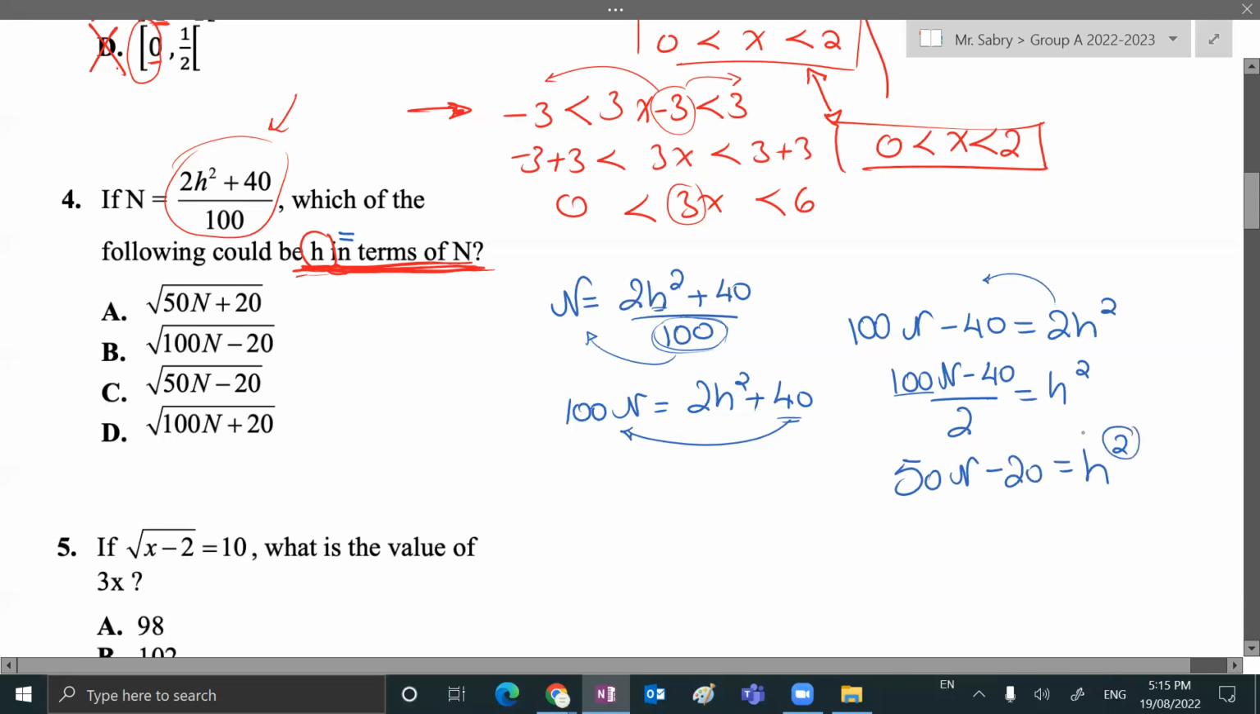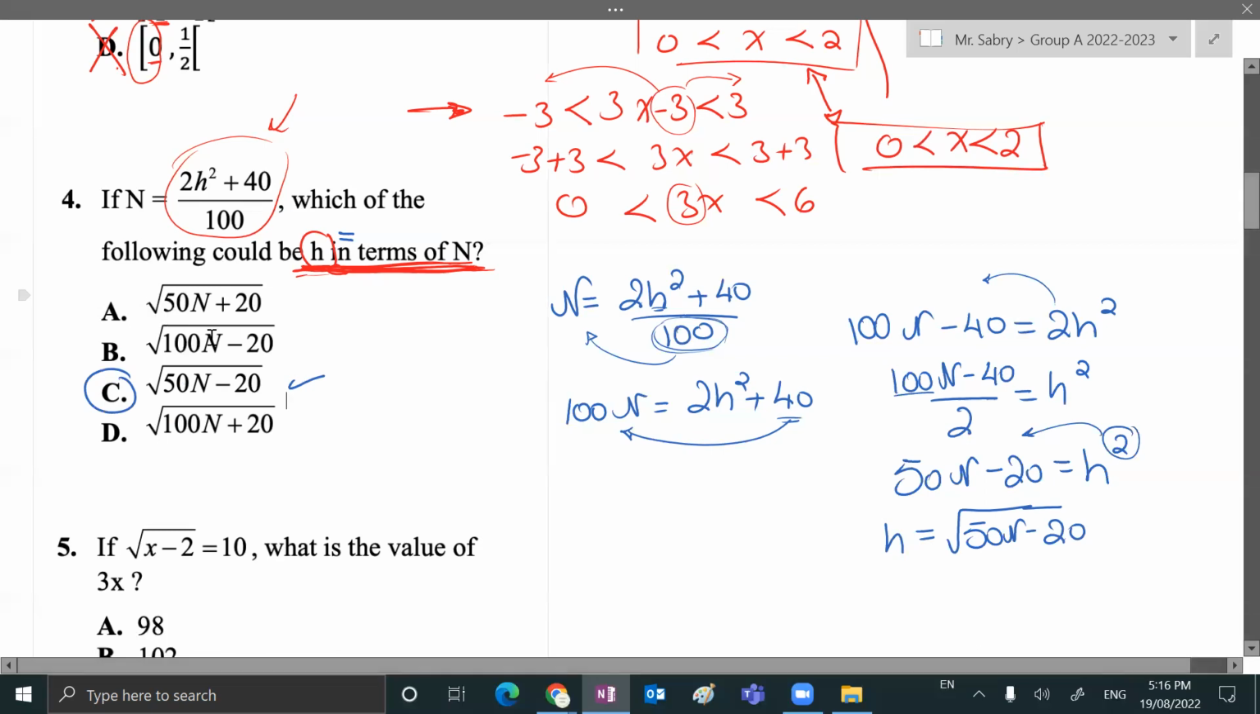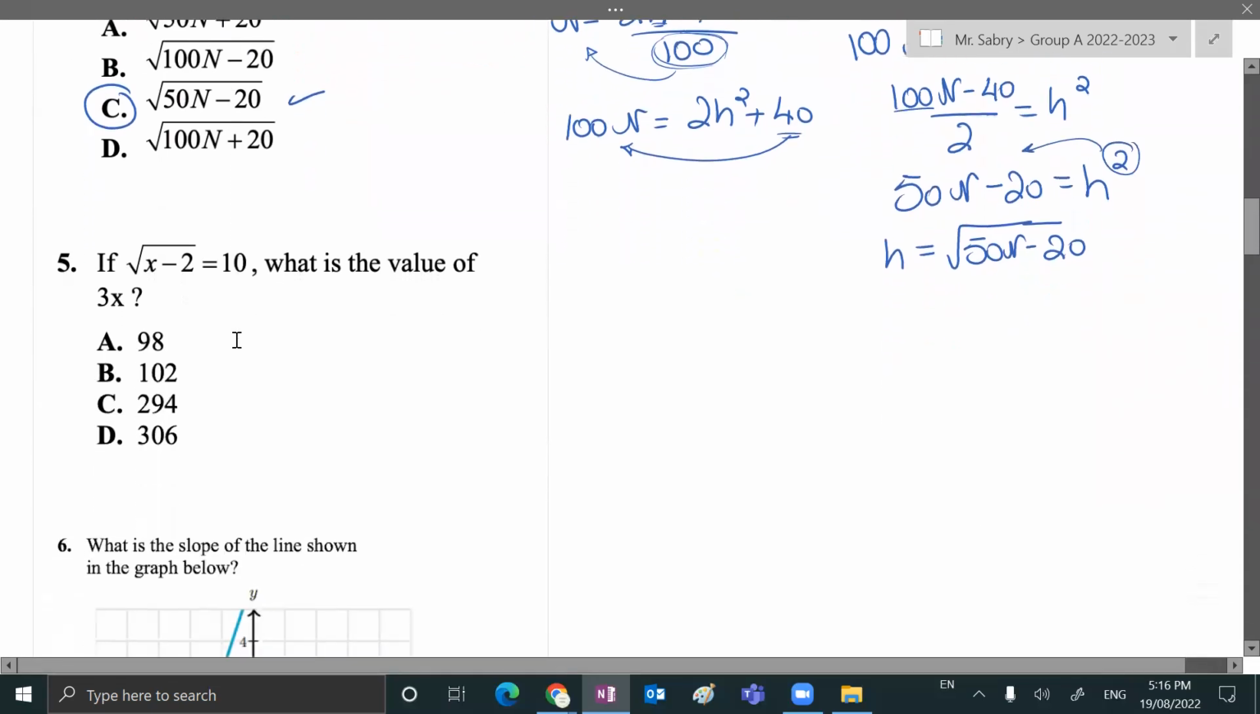Now I need to remove the power 2. How do I remove it? By square root. So I'll have now square root 50n minus 20. That is what h is equal. So that means that C is the correct answer. Please ask. انتوا جامدين قوي يا جماعه.